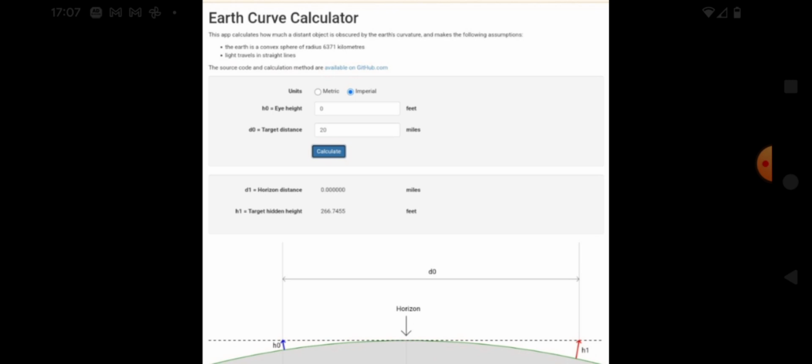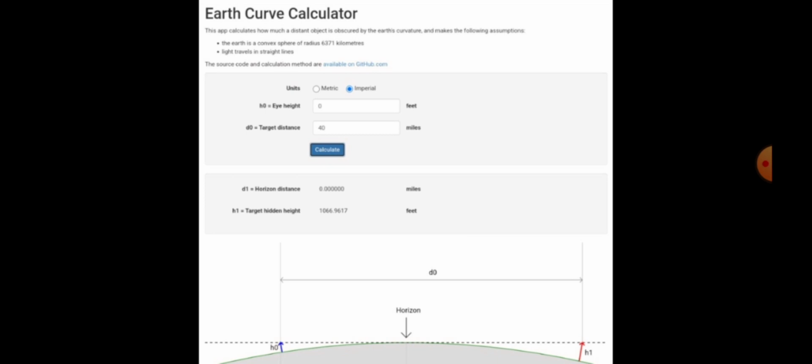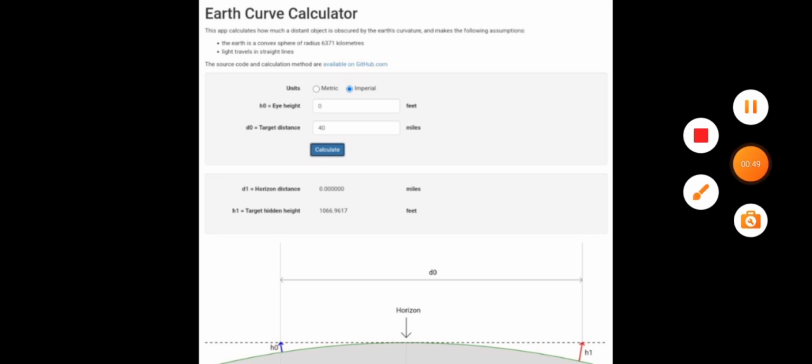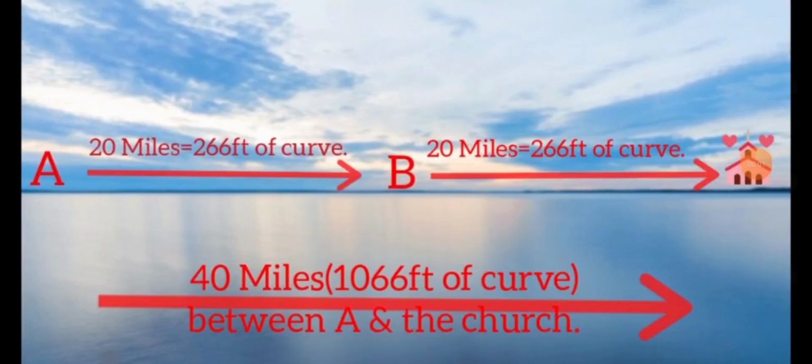When we look at 20 miles, we get 266 feet of curve, apparently. And then we look at 40 miles, we get 1,066 feet of curve. Okay, so we've got those two as our reference for globe Earth curvature. And this is where it gets silly.